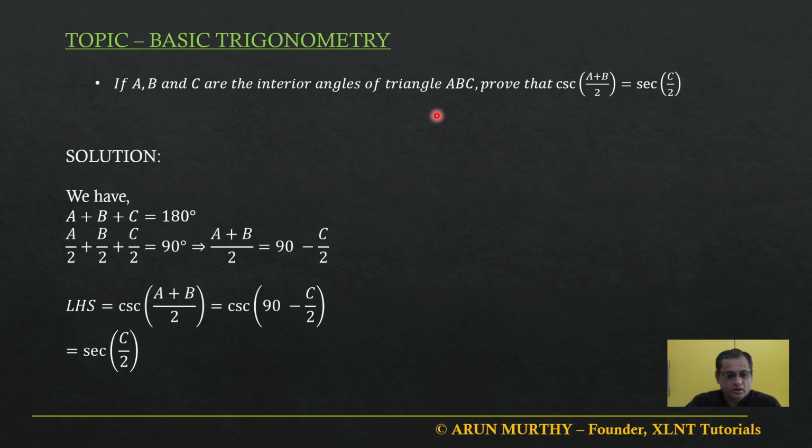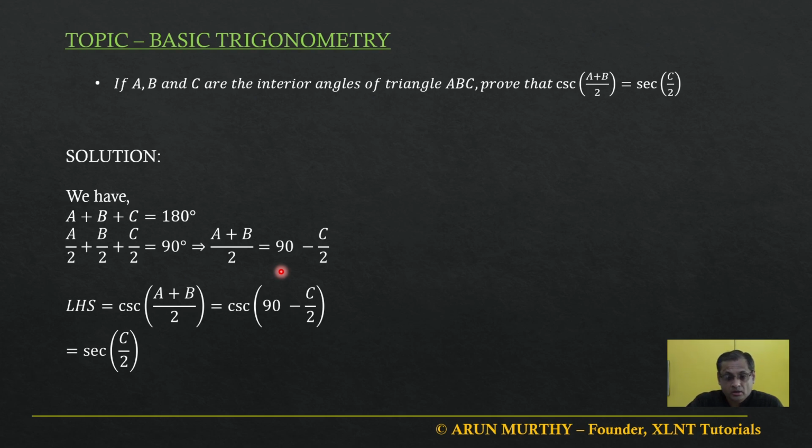So the solution starts by using this theorem. We know that in any triangle, the sum of the three angles A, B, C will be 180 degrees. Now divide the whole equation by 2 and you get A by 2 plus B by 2 plus C by 2 as 90 degrees. Now transpose the C by 2 to the right hand side and you get (A plus B) by 2, or A by 2 plus B by 2, is 90 minus C by 2.